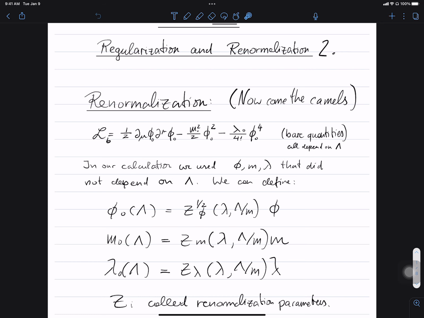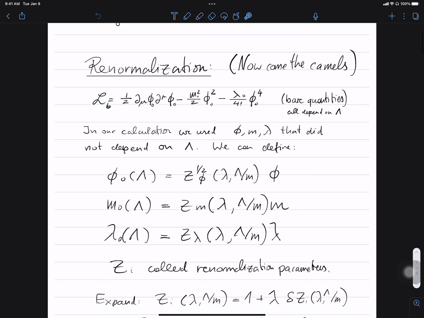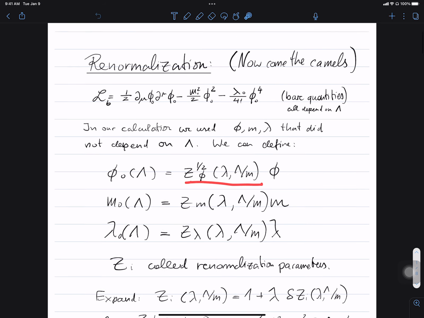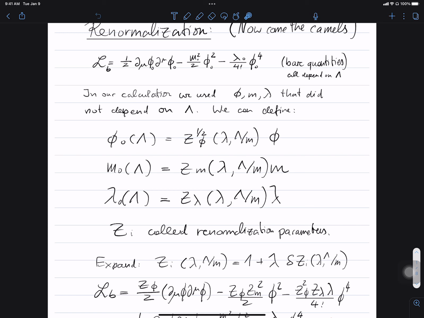So we might well define this Lagrangian, the bare Lagrangian, where all the quantities have dependence on the regulator. And now we define functions that contain in this Lagrangian all the dependence on the regulator lambda and the coupling constant little lambda, and factor them out. In this form, it is convenient to use this Z factor to the power 1/2 in front of the field phi. This is also called the wave function renormalization parameter, and for the mass, the parameter is called the mass renormalization parameter, and the coupling renormalization parameter for lambda.